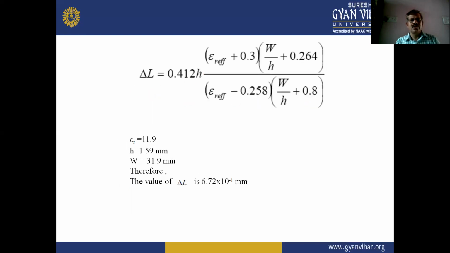And also the change in length, del L, equal to 0.412 h into (epsilon reference plus 0.3) into (W upon h plus 0.264) divided by (epsilon reference minus 0.258) into (W upon h plus 0.8), where epsilon r equal to 11.9, h equal to 1.59 mm, and W equal to 31.9 mm. Therefore, the value of del L is 6.72 into 10 to the power minus 1 mm. So this is the value of change in length.